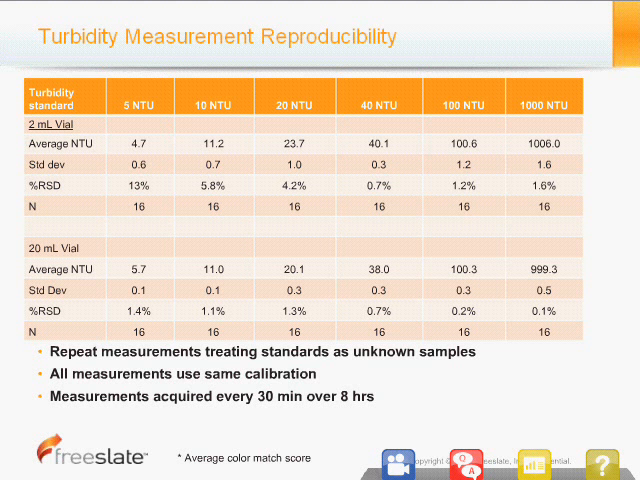Again, this is 16 repeat measurements on the same vials. We basically did it over 30 minutes, so we repeated these measurements every 30 minutes over the course of 8 hours, and we've applied the same calibration we did at the start of the experiment to all 16 of these measurements. So it's a pretty stable system, or scheme, that we've used to measure turbidity.